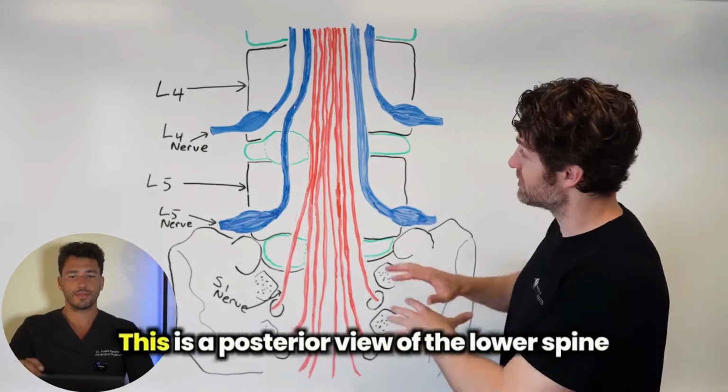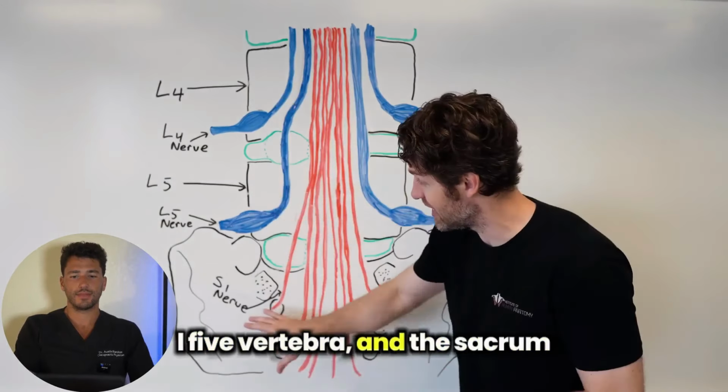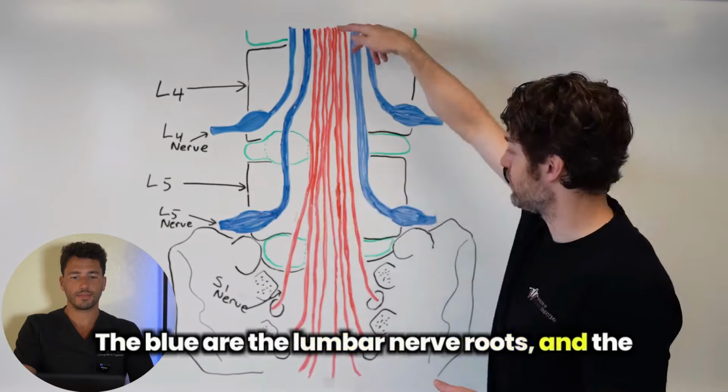So let's orient ourselves to this picture. This is a posterior view of the lower spine. You can see the L4 vertebra, the L5 vertebra, and the sacrum, and then we've got these nerve roots coming down. The blue are the lumbar nerve roots, and the red is just representing the sacral nerve roots.